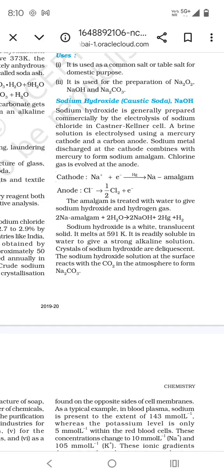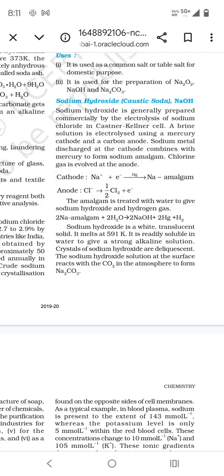Cathode: Na+ plus electron gives Na-Hg amalgam. Anode: Cl- gives half Cl2 plus electron. The amalgam is treated with water to give sodium hydroxide and hydrogen gas.